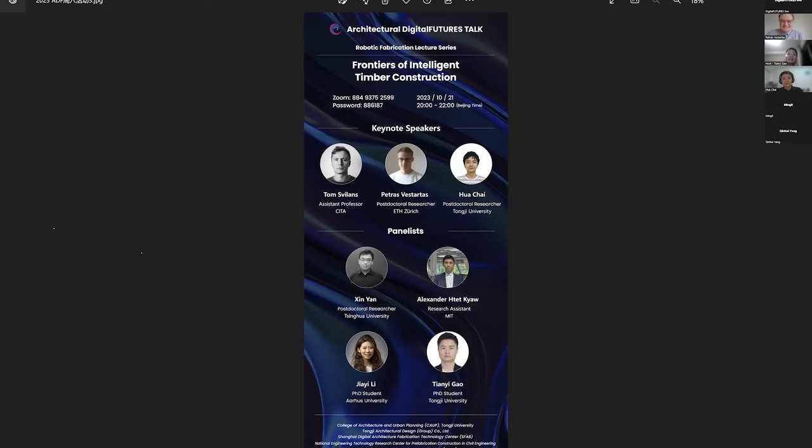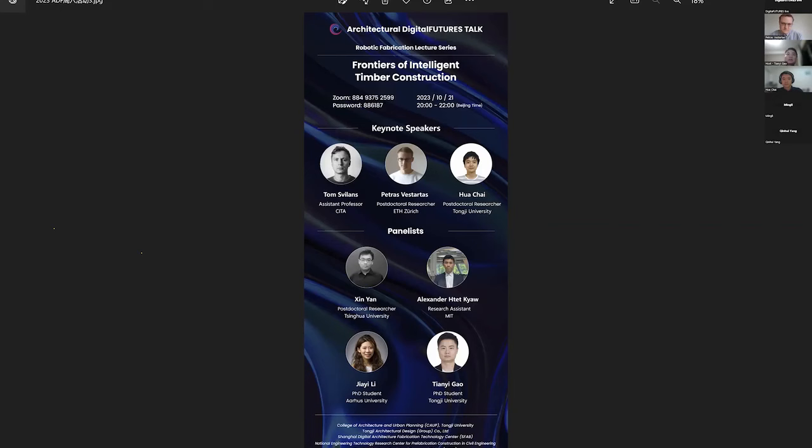Okay, so continuing. The first presenter, Dr. Petras, is a postdoctoral researcher in the Block Research Group at ETH. His research focuses on digital design, digital timber fabrication, scanning methods, robotic tool path planning, development of advanced timber structures, and project-based applications. He has extensive experience teaching master's and bachelor's students and conducting academic and commercial workshops. His work with interdisciplinary teams, including architects, structural engineers, and computer scientists, has enriched his knowledge and skills in this field.